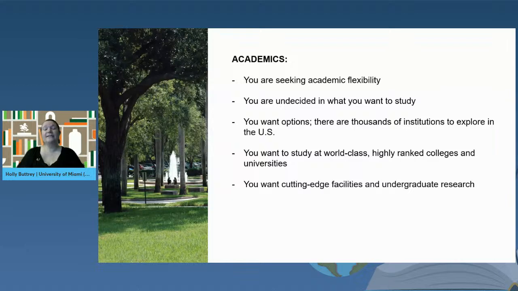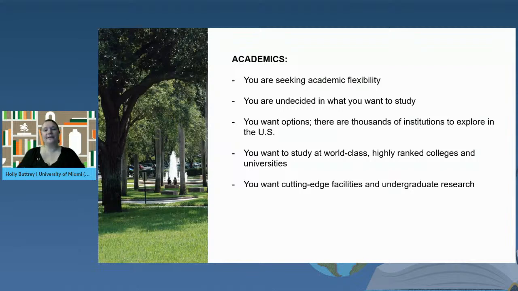Additionally, in the United States, there are quite literally thousands of institutions to explore. We have small private institutions, large public institutions. They truly range from a few hundred total students to 80,000 total students. And so what you will find across these institutions is simply that: options. It will be, of course, your prerogative to do research, but when considering the thousands of institutions available, it is very likely you will find what you are seeking academically.